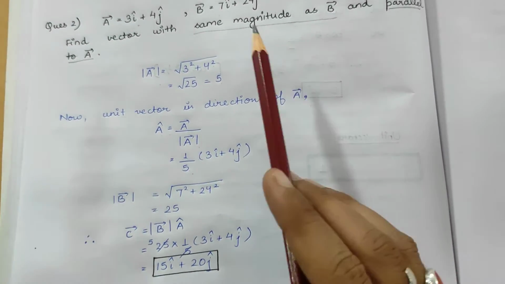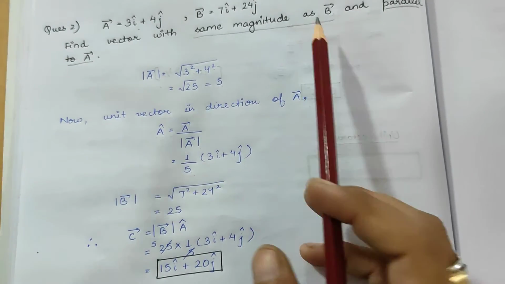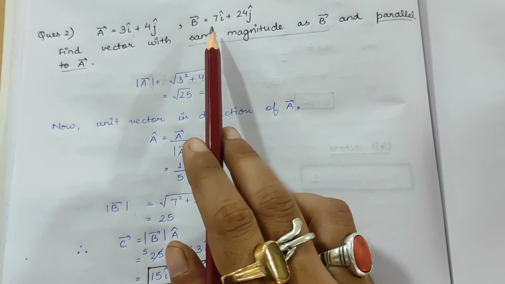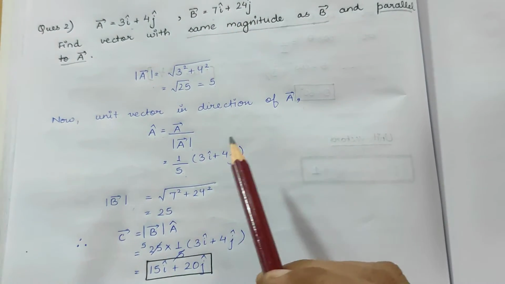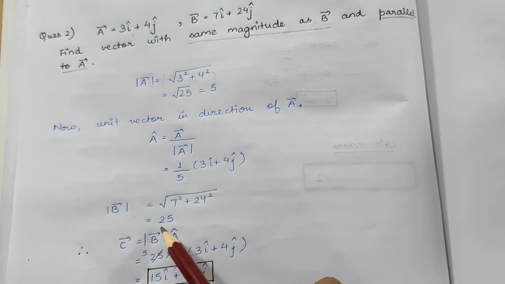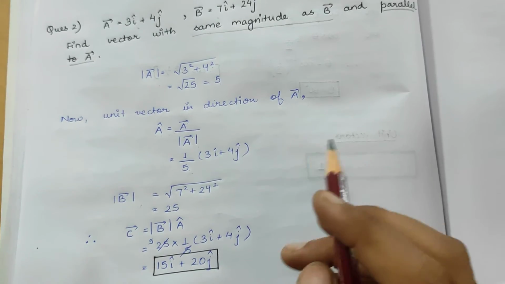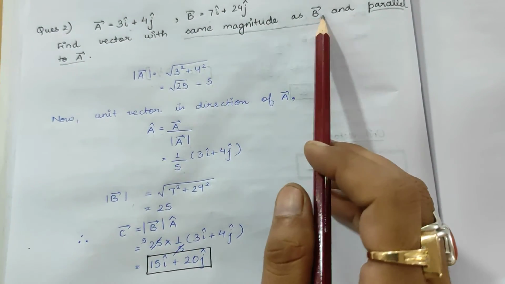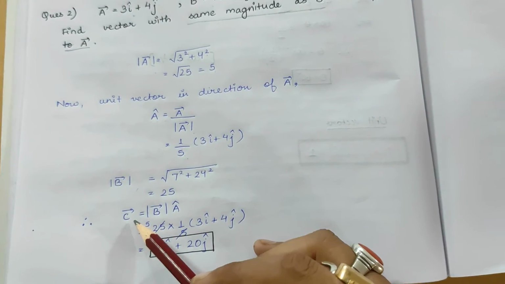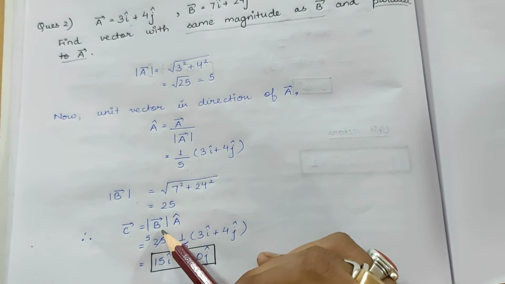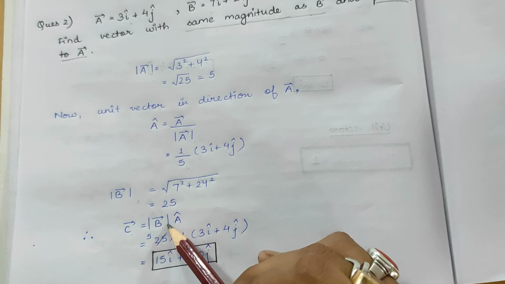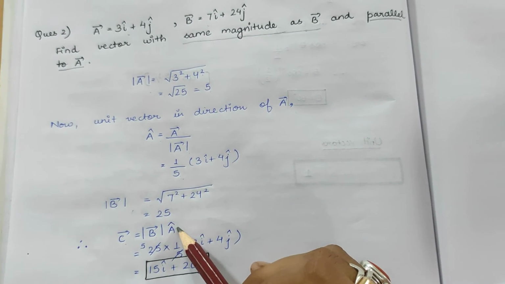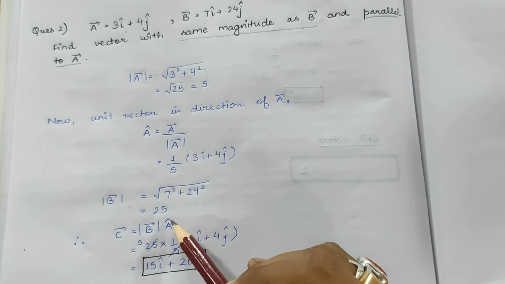Now it should be the same in magnitude as B. So we will find the magnitude of vector B, which comes to be 25, from 7 square plus 24 square. Under root of 7 square plus 24 square will give us 25. Now we have the vector which has the same magnitude as B and is parallel to A. Let it be C. Now the magnitude of B we will write, and then the unit vector in the direction of A.